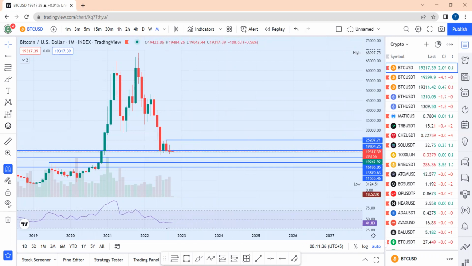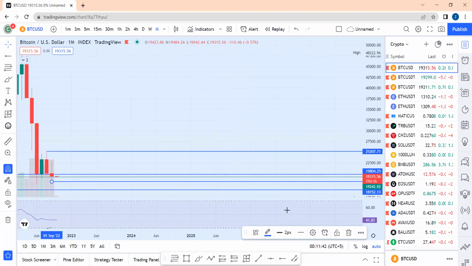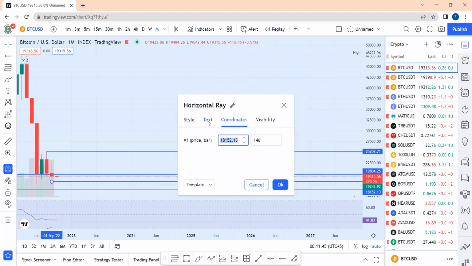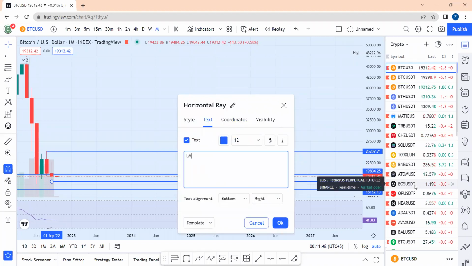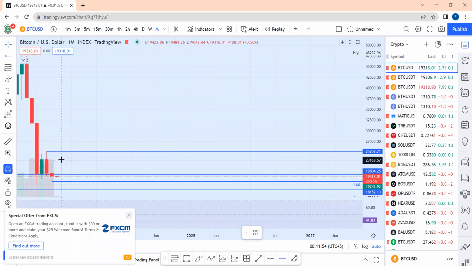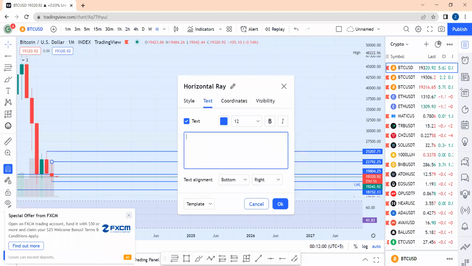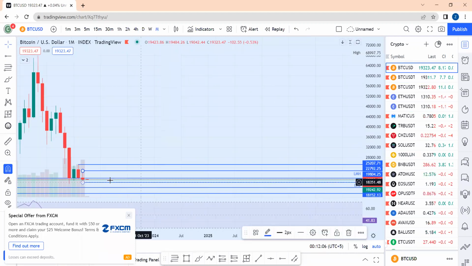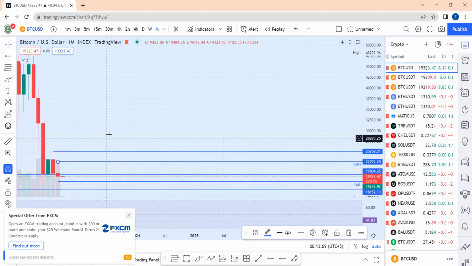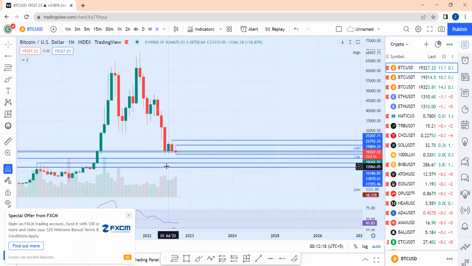Okay, the last month which we had closed, this is the last month low. If you want to write it, you can label it as last month low. And this is your last month high. I'm going to label it as LMH. And now the new month has started. So these ranges usually work well. They get played. We didn't break the last month low.